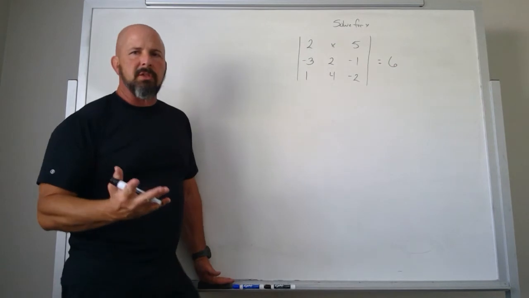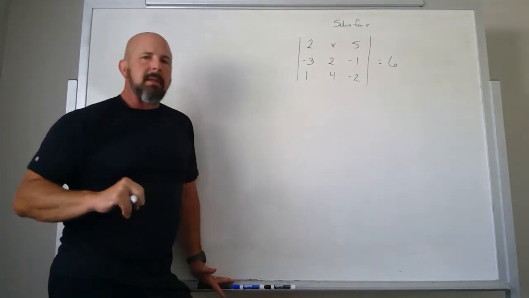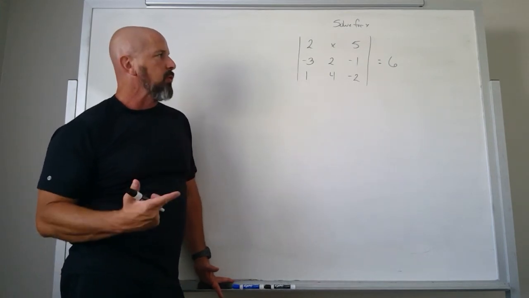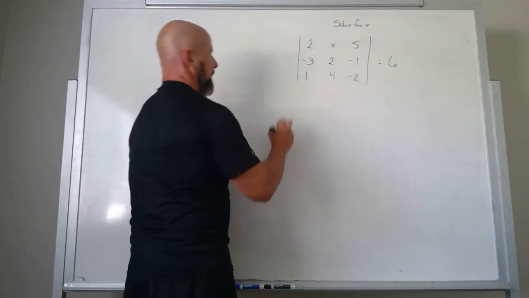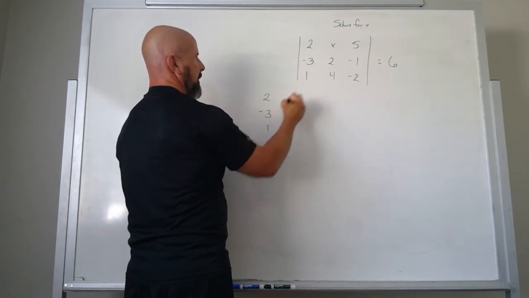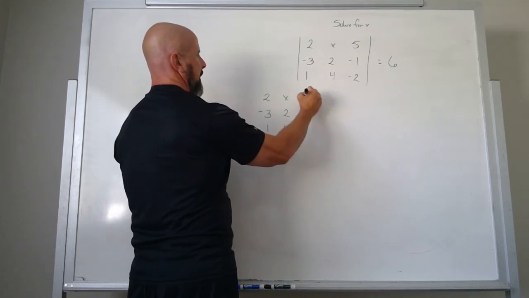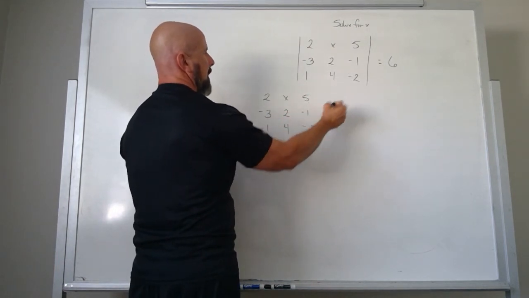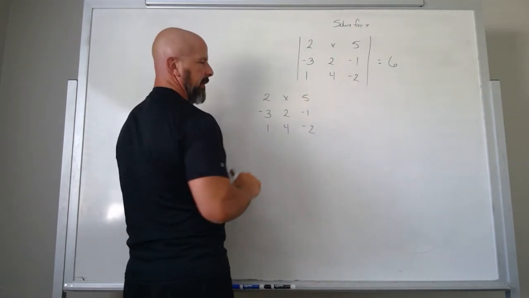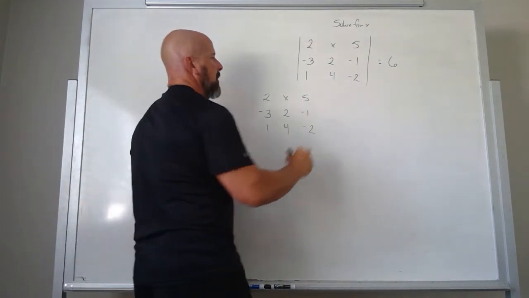So I know it's equal to 6, but what I'm first going to do is evaluate the determinant that's on the left side. So I'm going to rewrite those first two columns again. So I'm going to come down here, 2, negative 3, 1. I'm just rewriting my 3 by 3. You can put the brackets down here or not. I'm just writing the columns. Now I'm going to rewrite the first two columns.